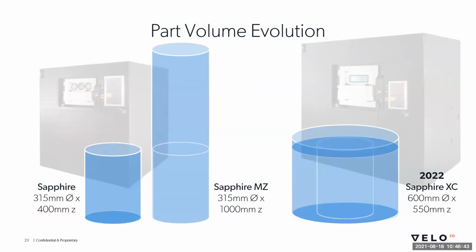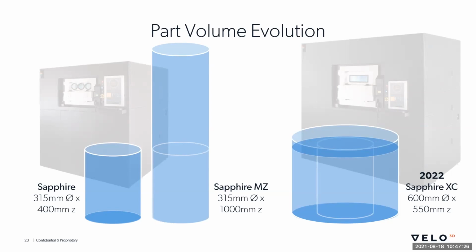So I've talked a lot about enabling parts that are complex, but size is also something to be taken into consideration. As I mentioned before, our standard Sapphire is a 315 millimeter build plate with 400 millimeter Z height. But then we also have our Sapphire MZ that extends that build height up to 1 meter if you have extremely tall parts. And then coming next year is our XC, which is a 600 millimeter build plate and 550 millimeter height. I'm personally looking forward to this system because I've had plenty of questions in the past about printing parts this size. And the answer's always been no, but it'll be really cool to enable that.